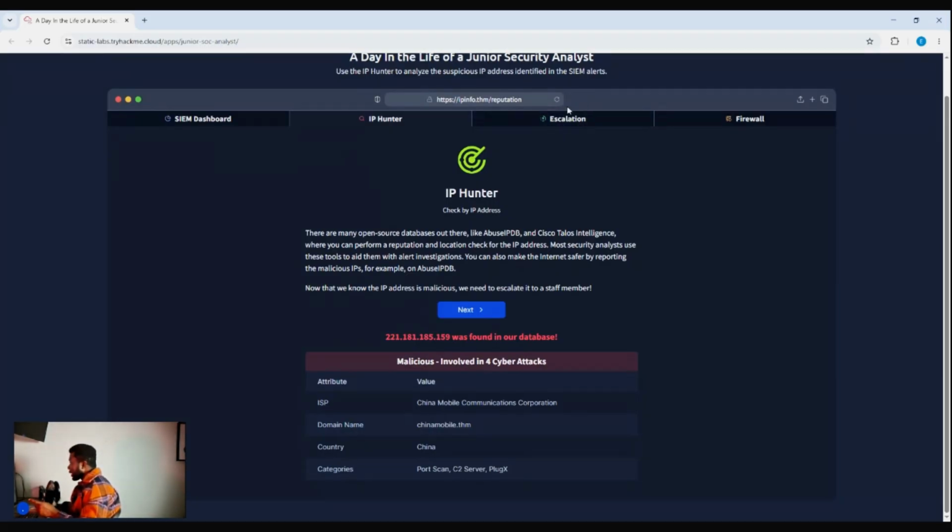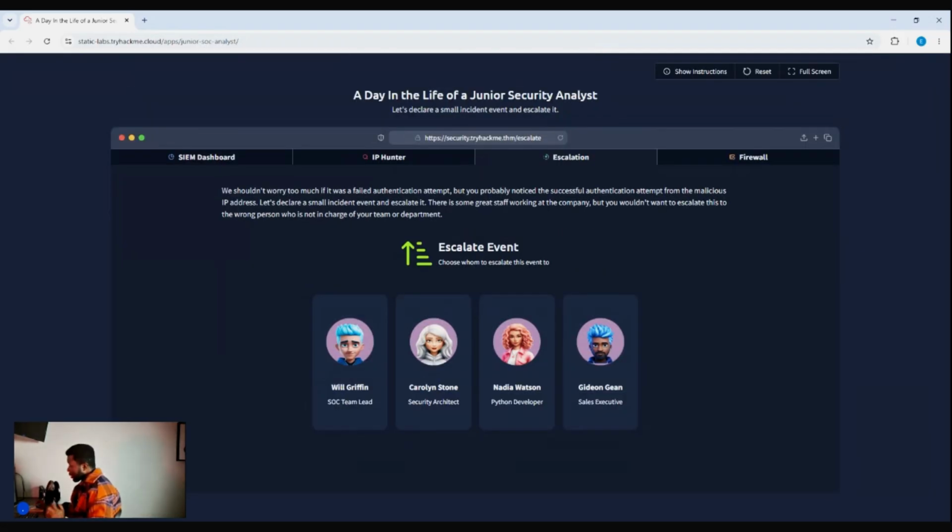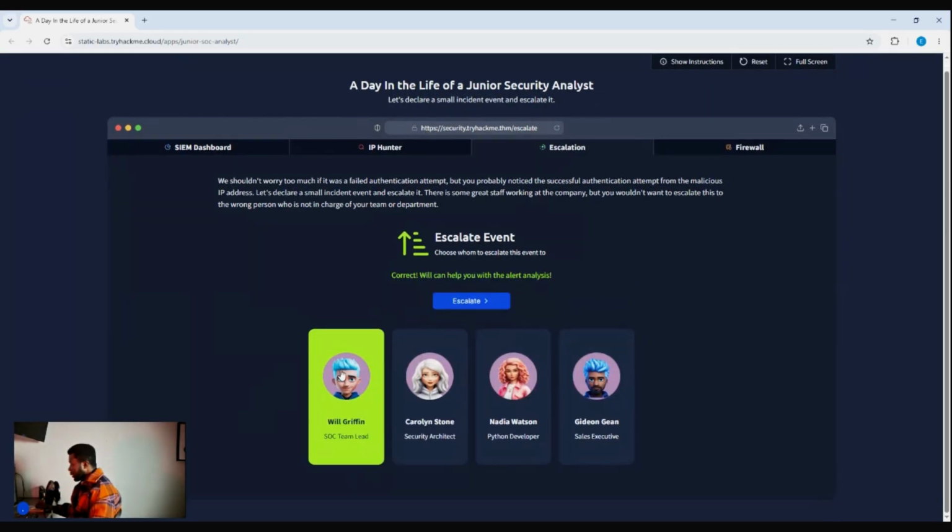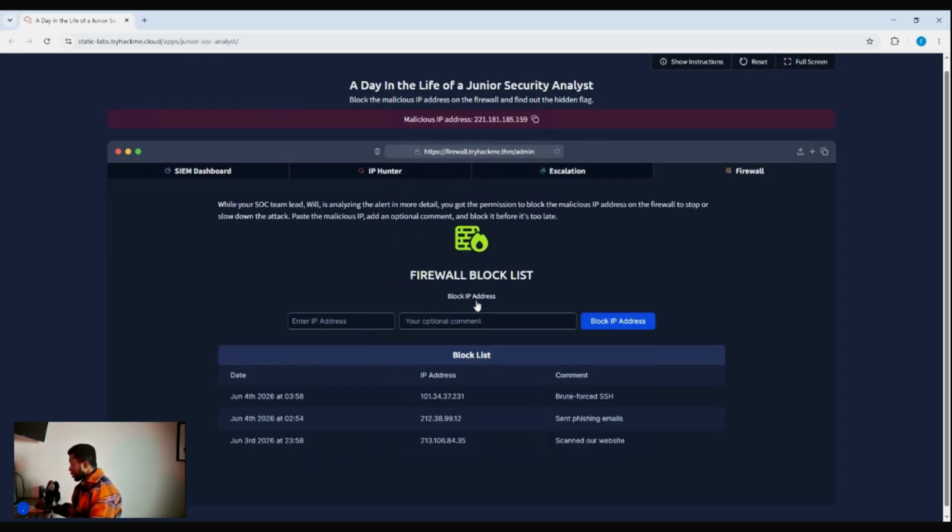Here we have escalation. You escalate this particular event or this particular alert. In this particular scene, we have the SOC team lead, and this is the person to escalate this to. You can't escalate it to the security architect. You won't escalate to a Python developer. You won't escalate to a sales executive. Rather, you escalate it to the SOC team lead. So this has been escalated, and the person has been chosen, and we escalate this.